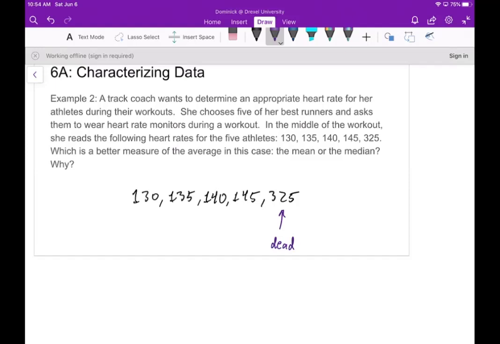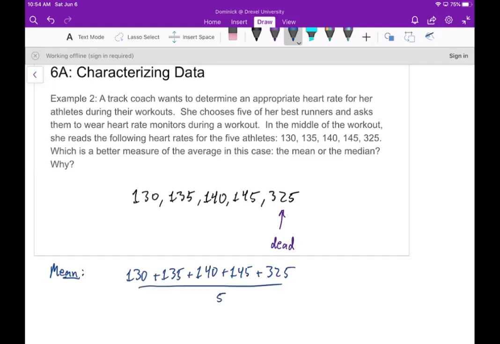Now, if we use the mean as the measure of average, we'd have to add 130, 135, 140, 145, and 325, and divide that by 5. What would we get? Well, 130 plus 135 plus 140 plus 145 plus 325 would give us 875, divided by 5, and that would give us 175.